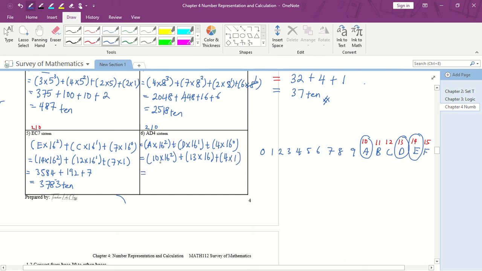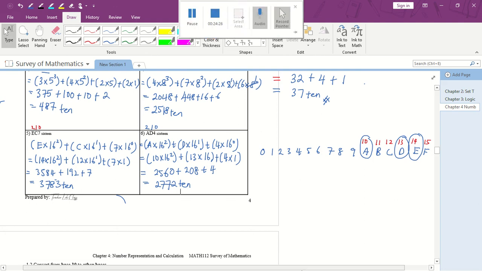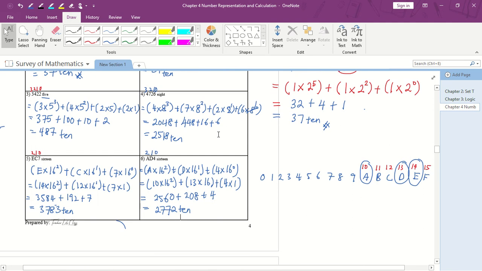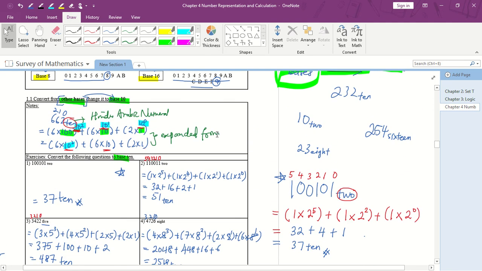When you calculate 10 times 16 squared, it will be 2560. 13 times 16 will be 208. 4 times 1 will become 4. And it will be 2560 plus 208 plus 4, which is 2772, base 10. And that's it. It's kind of easy, right, when we're able to calculate all of the things, when we know how to form the expanded form. Okay, remove the idea here because we might face it in the next topic too.